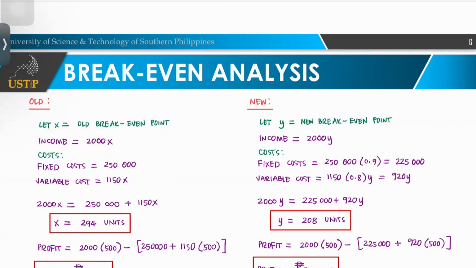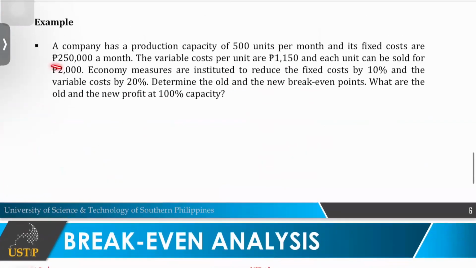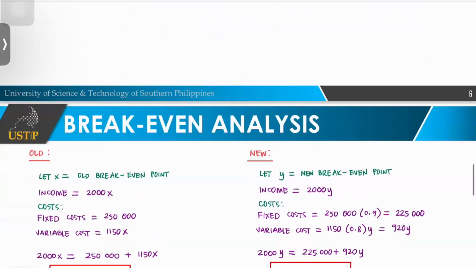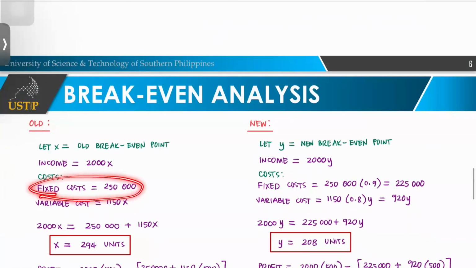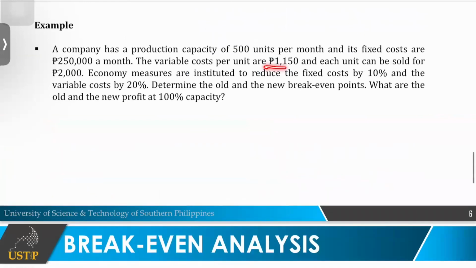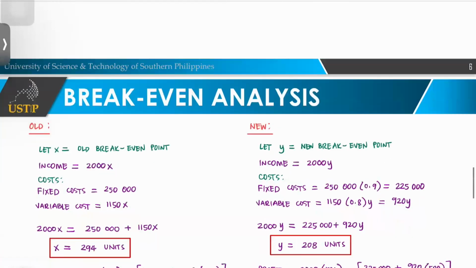And then the cost for this is the fixed cost of 250,000 a month. By the way, the period here is monthly, so all our values should be monthly. Anyway, it is 500 units per month and 250,000 a month, and the variable cost is multiplied by the number of units, so there is no problem. The rest is the same as our solution before. The fixed cost is 250,000, and the variable cost is 1,150 each unit, so we multiply it by X again.